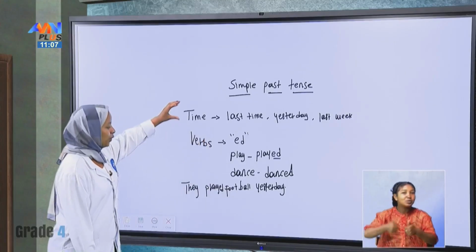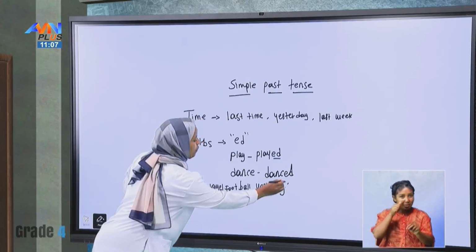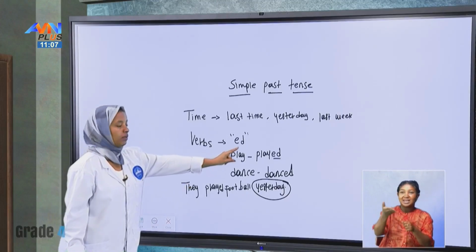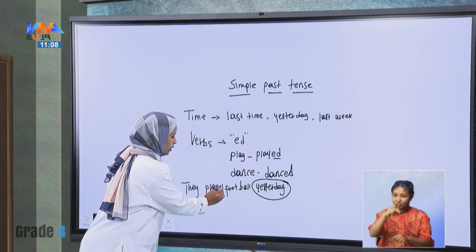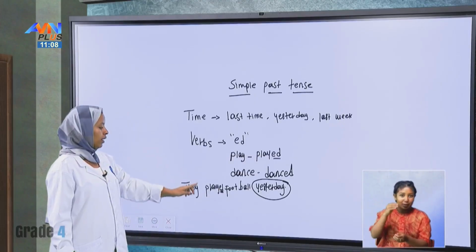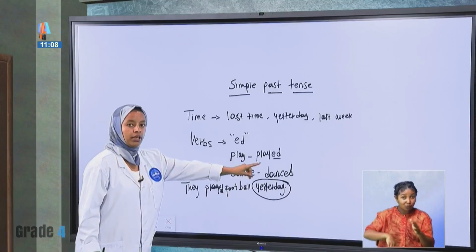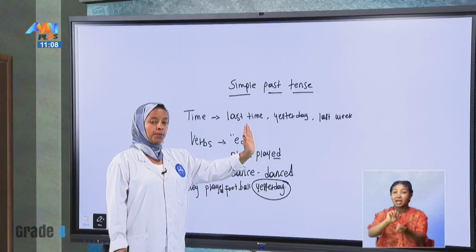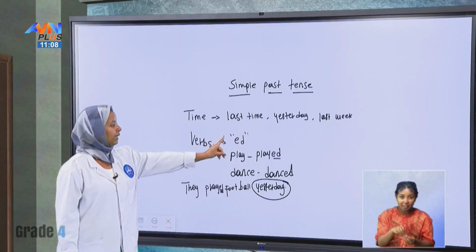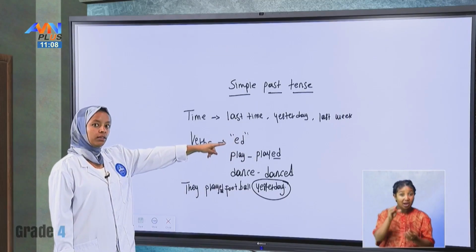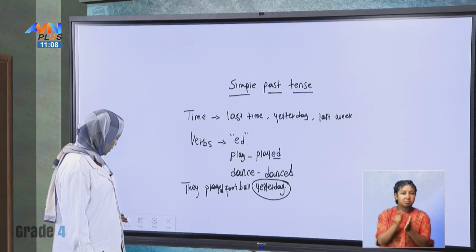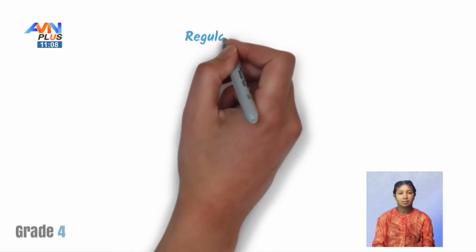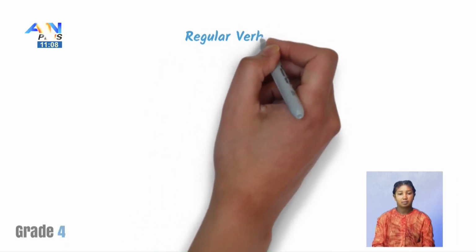Which kind of time are we using? Here is yesterday, a specific time. And the next thing is played. Play, played. We add ed. They played football yesterday. So easily, this is the regular method that changes verbs by adding what? ed. We can add more examples. This is a regular verb.